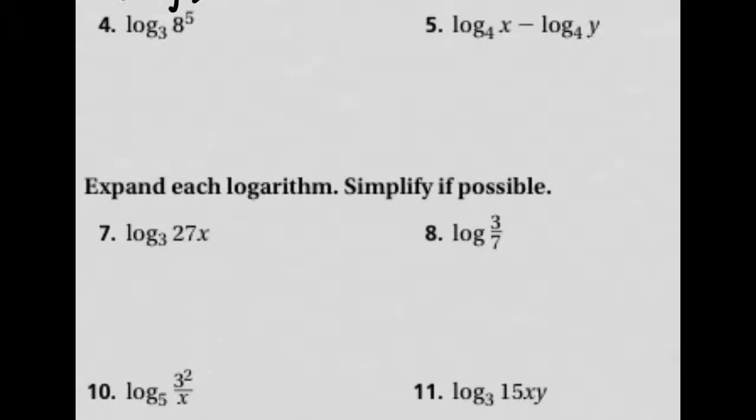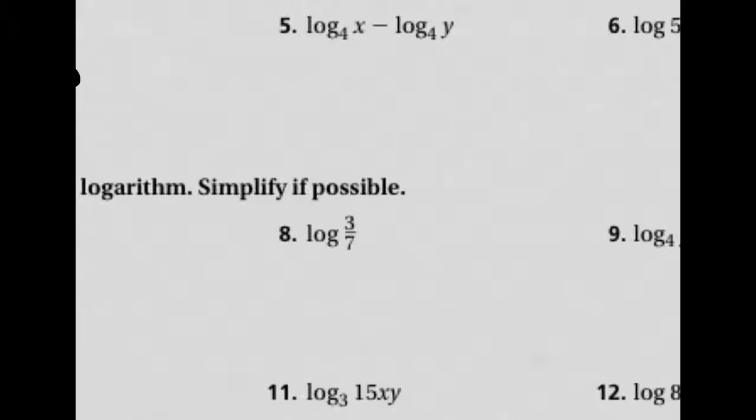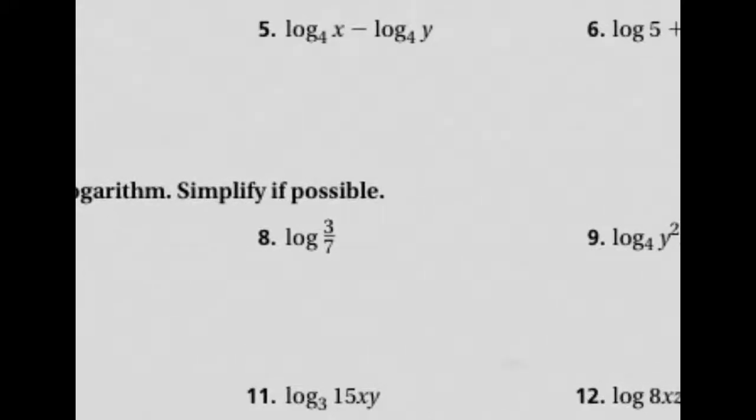Okay, let's try a few more. Number 4, log base 3 of 8 to the 5th power. All we need to do is take that exponent 5 and bring it down to the front. So we get 5 log base 3 of 8. Number 5, log base 4 of x minus log base 4 of y. Again, I see subtraction, I see the same base, so I can put them together as log base 4 of x over y.